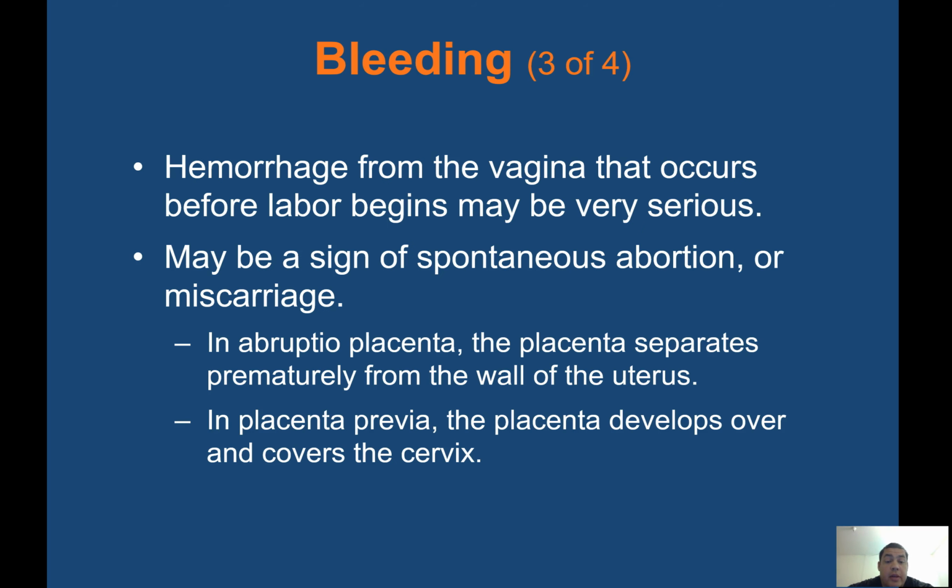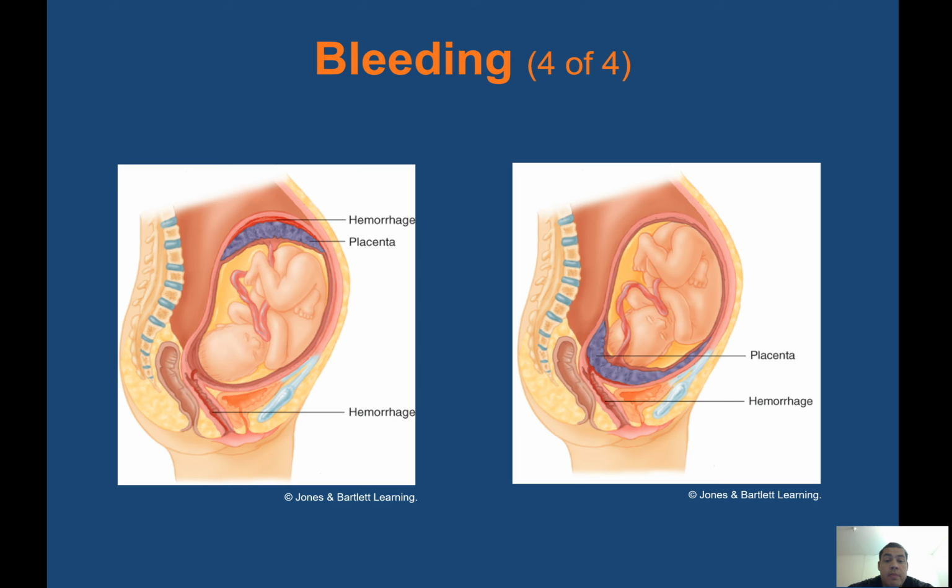Hemorrhage from the vagina that occurs before labor begins may be very serious. It may be a sign of spontaneous abortion or miscarriage, or an abruptio placenta, where the placenta separates prematurely from the wall of the uterus. In placenta previa, the placenta develops over and covers the cervix. Okay, so we see a couple different pictures of the bleeding.